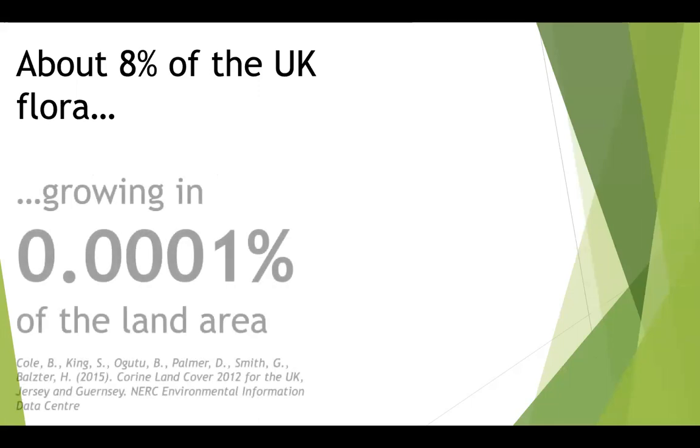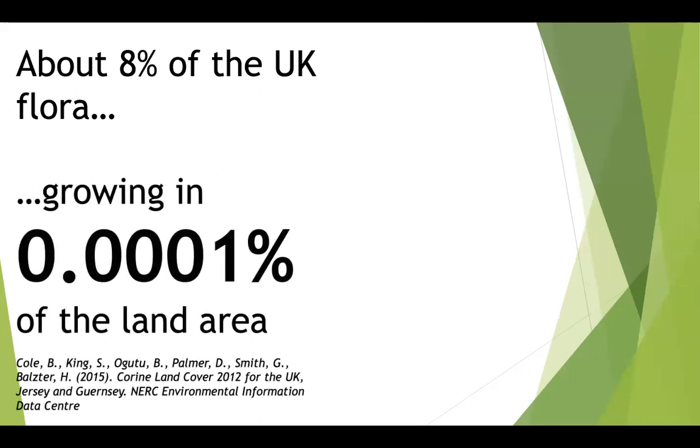So freshwater plants, around 8% of the UK flora. However, they're growing in 0.001% of the land area. So we've got 8% of the plants growing in a tiny, tiny fraction of the land area of the UK.